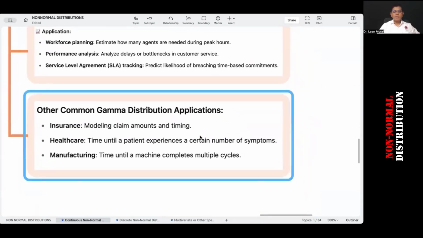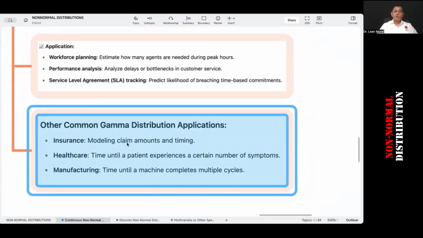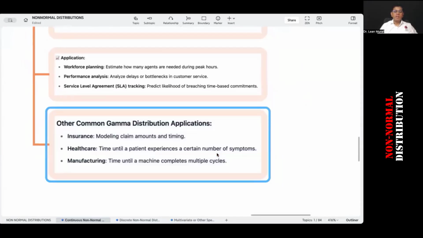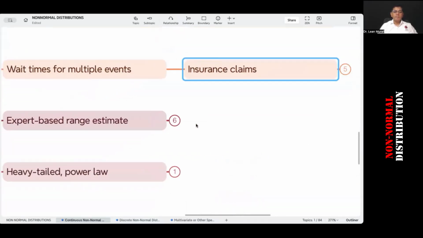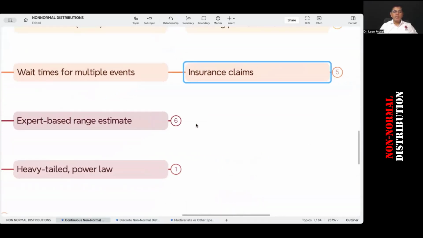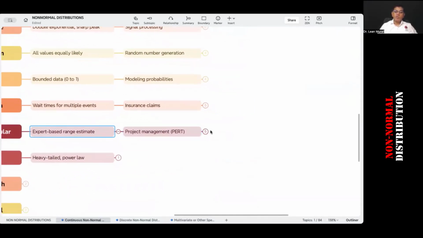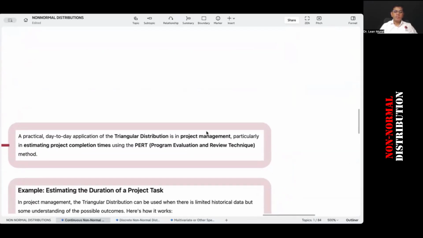Other gamma distribution applications are insurance, healthcare, and manufacturing. Insurance is modeling claim amounts and timing. Healthcare is time until the patient experiences a certain number of symptoms. And manufacturing is time until the machine completes multiple cycles. So that's on the gamma distribution front. Now we are going to see the triangular distribution, which is also used in PERT and in project management.